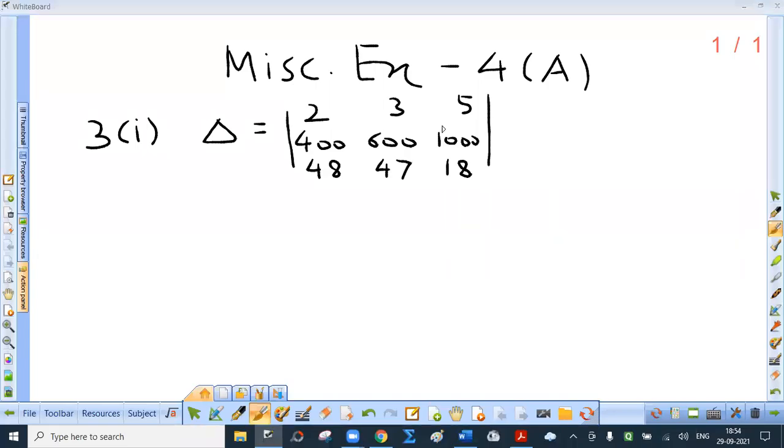Now we start with miscellaneous exercise 4a. Actually, first question is on multiple choice questions that we will solve later on. Let us solve sums using properties. Second is to expand the determinant along the second column.